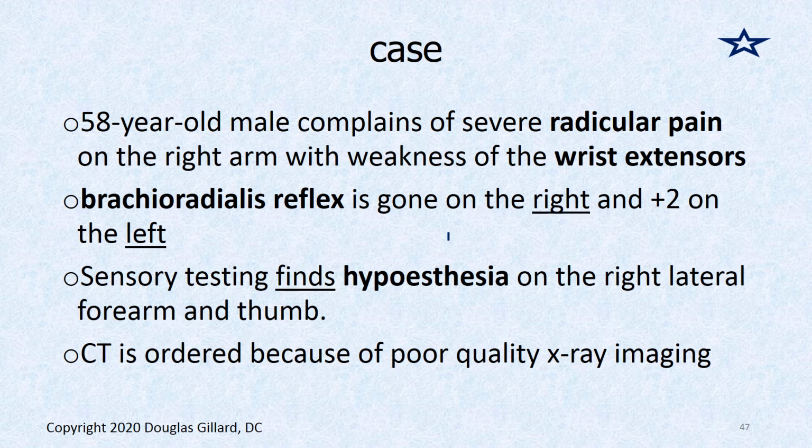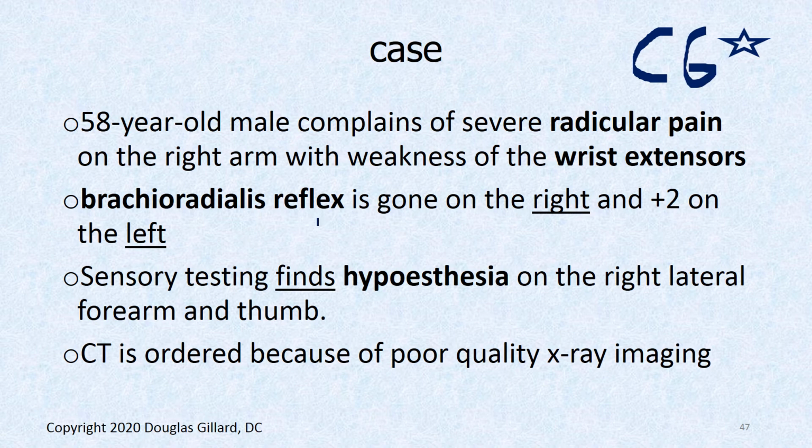Let's do a case. 58-year-old comes in. I remember, you know what, this guy was actually a chiropractor. I remember this case. 58-year-old comes in, severe radicular pain in the right arm with weakness, wrist extensor muscles. What root is that? What nerve supplies the extensors of the wrist? C6. Again.